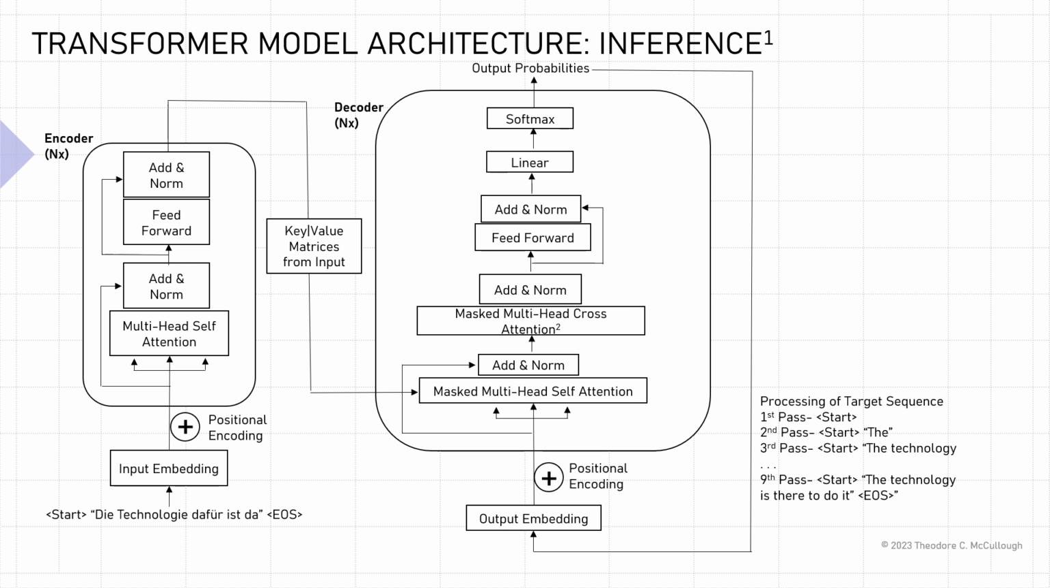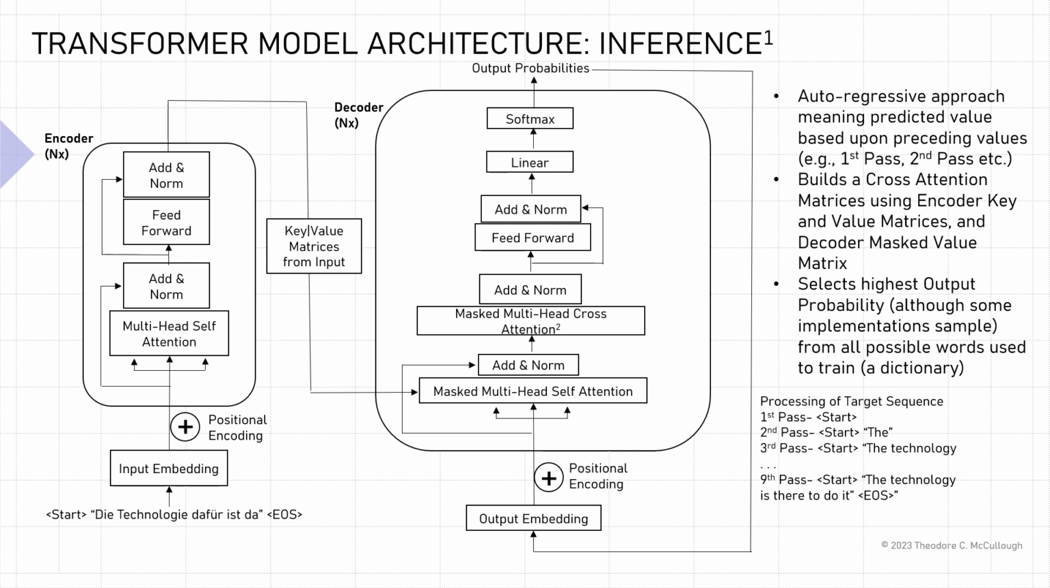And so at the beginning, there's a number of passes that are made. A first pass is going to be a start token denoting the beginning of the English language sentence to be inferred. The next word that is inferred is "the". The next two words are "the" and "technology", and so on until an end of sentence token is reached. Generally, this is thought of as what's called an autoregressive approach, basically meaning that the words to be inferred are based upon the previously inferred words.